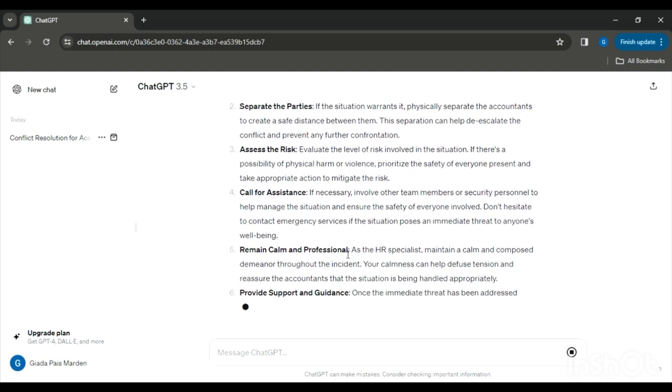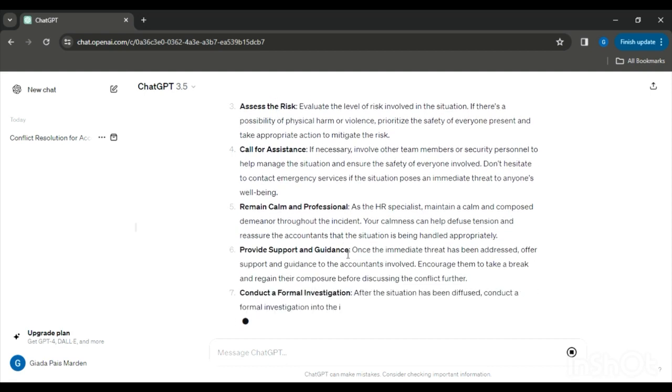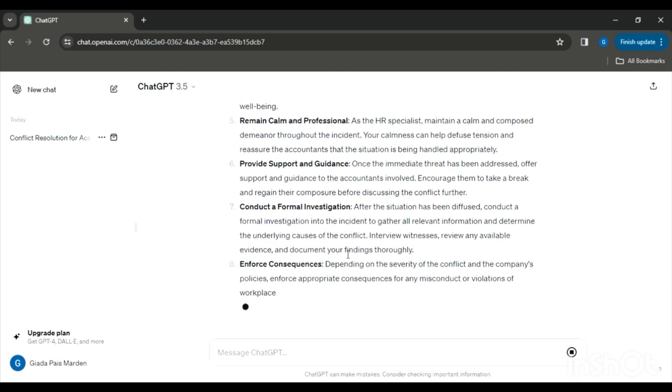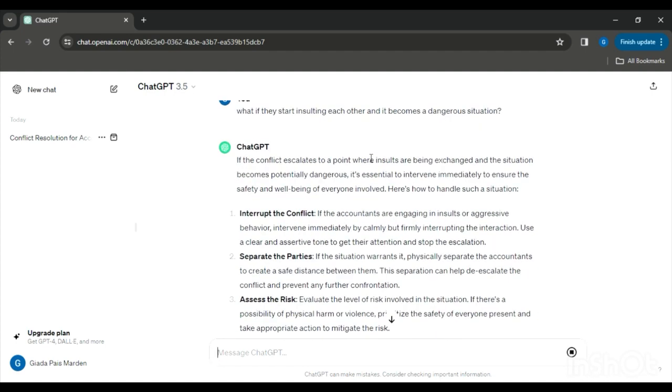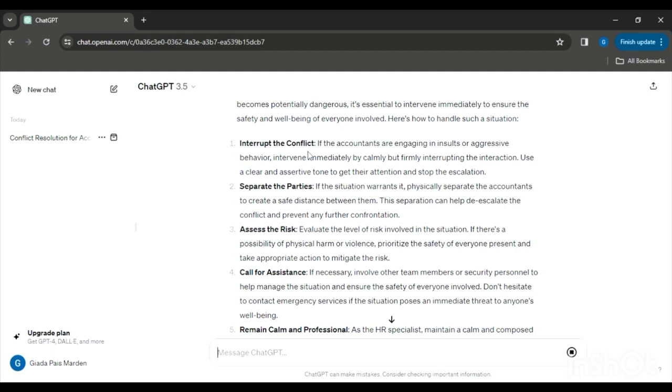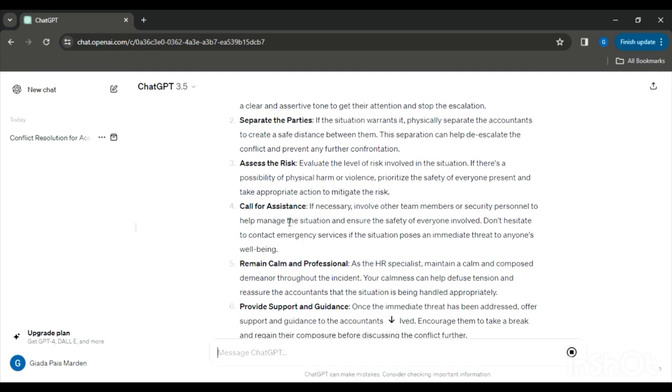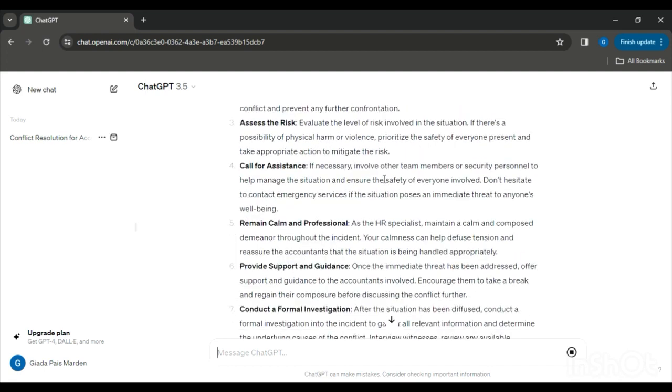This could happen, it's a heated conversation, everybody's under stress, and you need to find a solution for this because it's really important. So it tells you to interrupt the conflict, separate the parties, assess the risk, call for assistance. I wanted to stop here because if necessary, involve the other team members or security personnel to help manage the situation and ensure the safety of everyone involved.